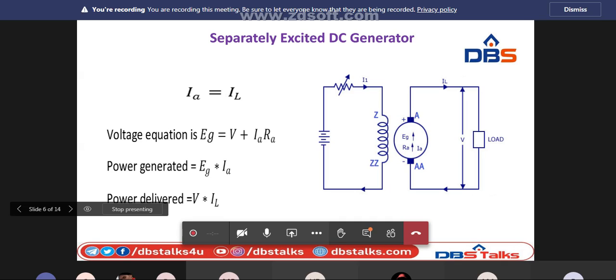And power generated. This is a generator. Where will power be generated? In the armature itself, not in the load, right? Power generated is EG into IA, and power delivered is VT into IL, or V into IL. So you have to first draw the circuit diagram, then define the type of generator, and then write the voltage equations. That's enough. Given a problem, we utilize these equations and can solve it easily.